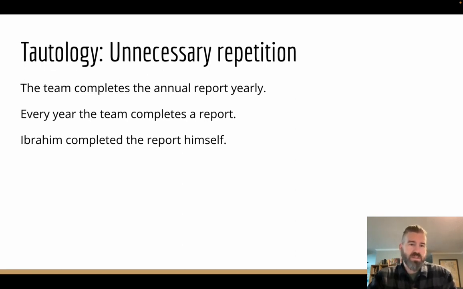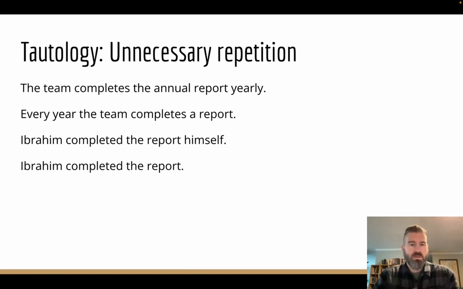The problem is, if I wanted to indicate that other people helped him, I would include that, right? Ibrahim and Martina completed the report. That shows that multiple people completed it. Ibrahim's team completed the report. That shows who. And it's a more specific way of saying this than just he completed it himself. So there you go. That's the quick overview.